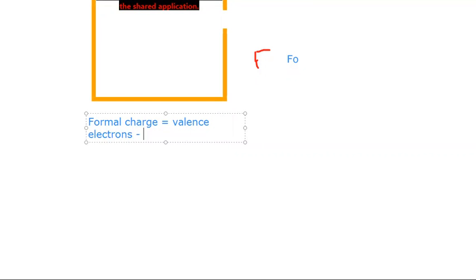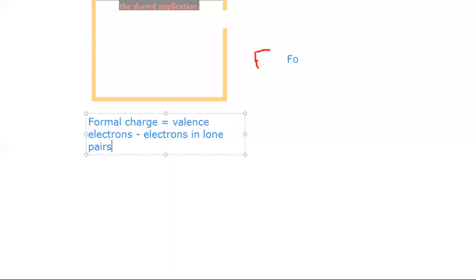minus electrons in lone pairs. Lone pair means which are not bonded and free in the molecule, and minus half the number of bonding electrons.